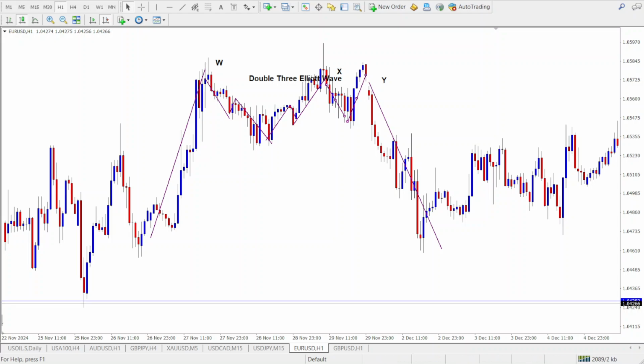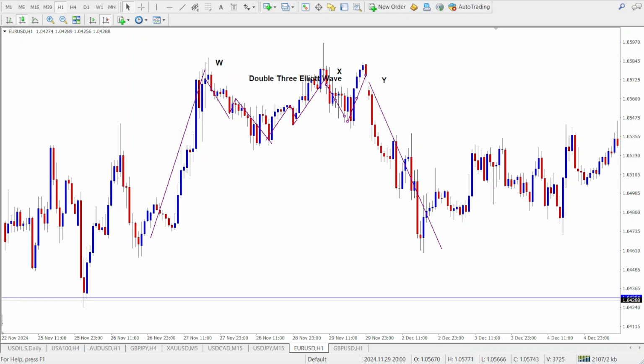Okay, so one thing to note is that the double three Elliott wave is most often seen in markets that are in a consolidation phase. So you won't typically see it in trending markets. All right, take note of that. So if you are looking for it, you will want to focus on areas of the chart where price seems to be moving sideways or consolidating, rather than in a clear uptrend or downtrend.